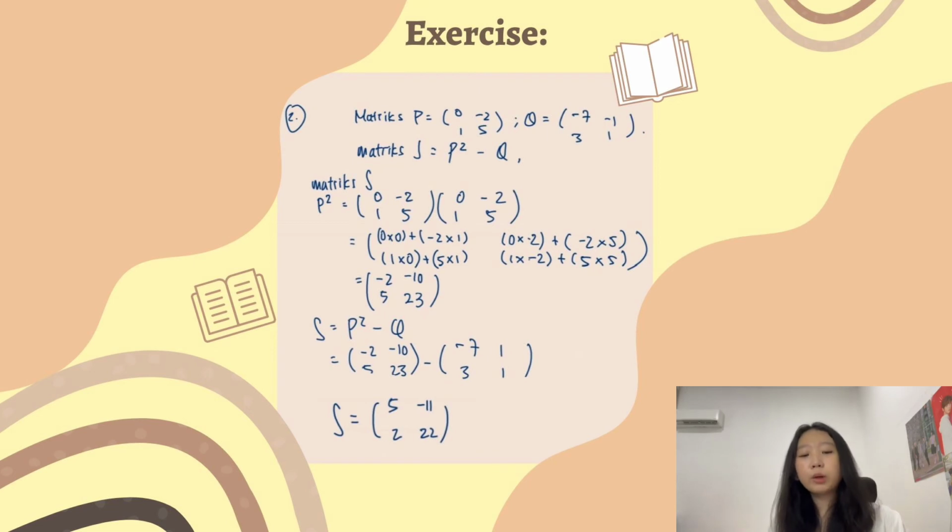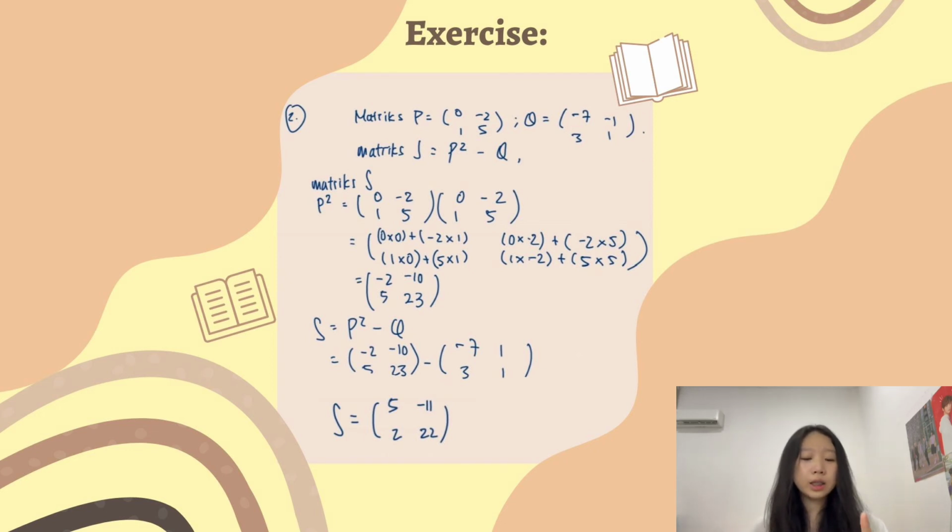For the second example, we have to find the matrix of S, which is P power of 2 minus Q. For the P power of 2, we have to multiply it: 0 times 0 plus -2 times 1. Then for the next one, 0 times 2 plus -2 times 5. And for the next one, 1 times 0 plus 5 times 1. Then for the last one, 1 times -2 plus 5 times 5. So for the P power of 2, it was -2, -10, 5, and 23.